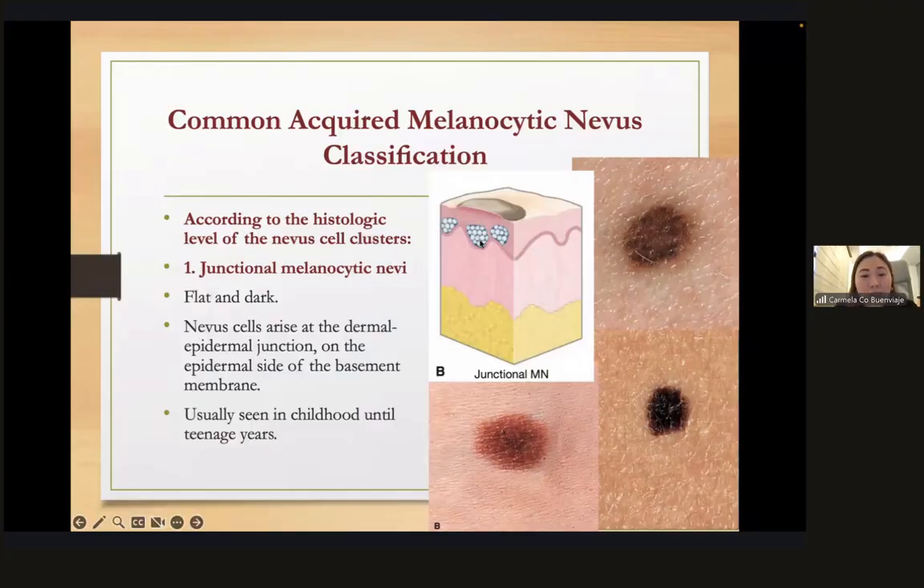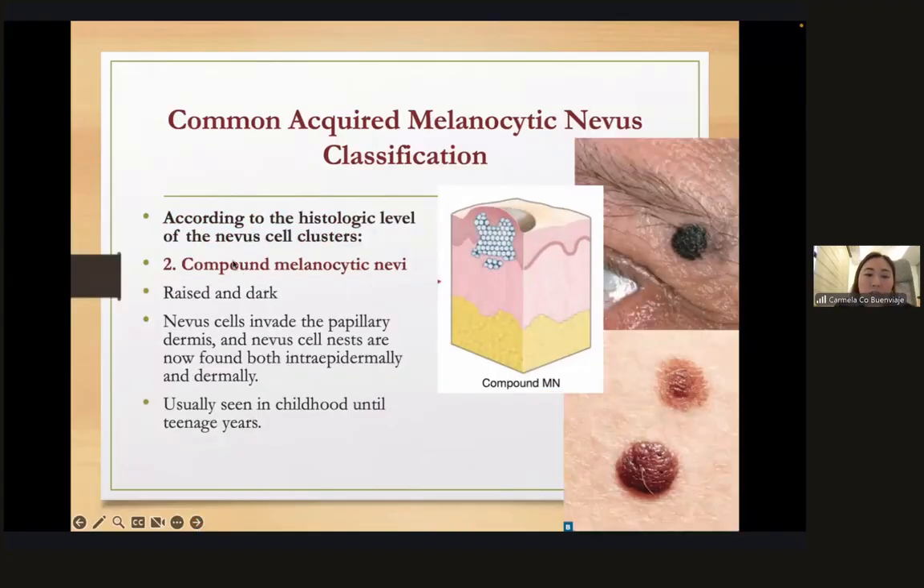So junctional melanocytic nevi, these are flat and dark. Nevus cells arise at the dermal epidermal junction on the epidermal side of the basement membrane. So although it's in the dermal epidermal junction, it's more in the epidermis. It's usually seen in childhood until teenage years. So eventually, these junctional nevi can change into compound melanocytic nevi.